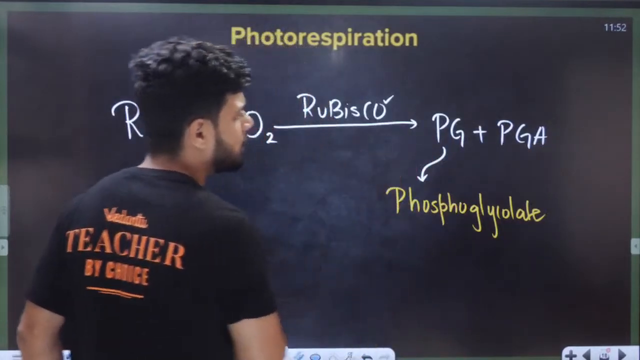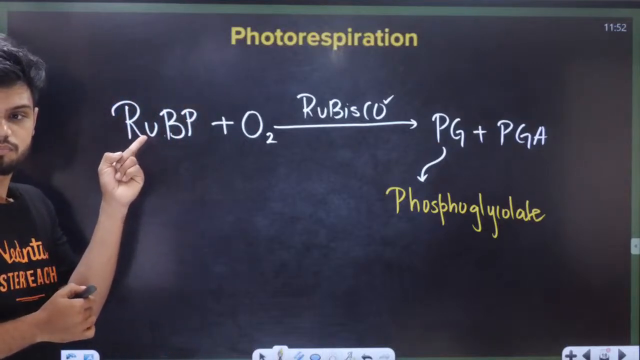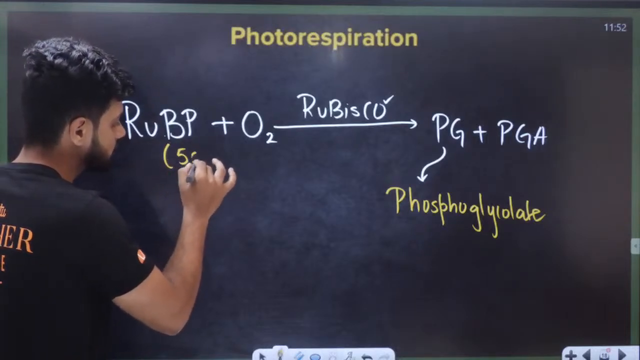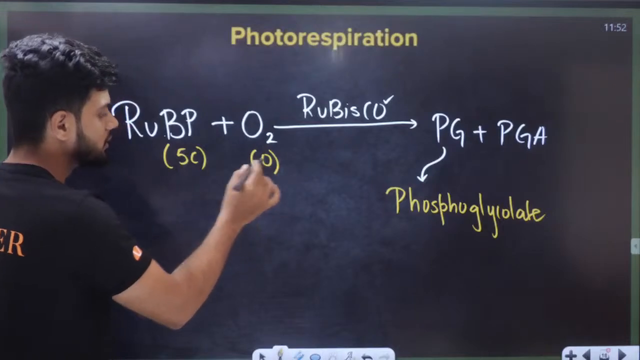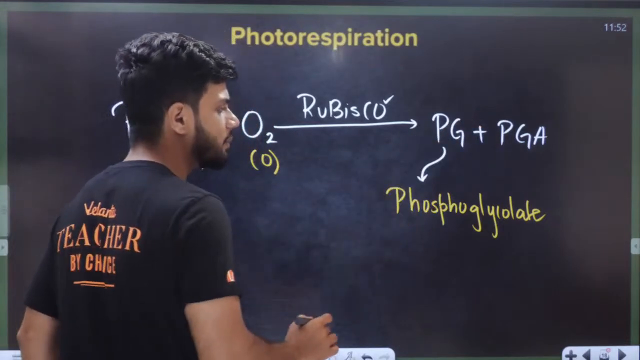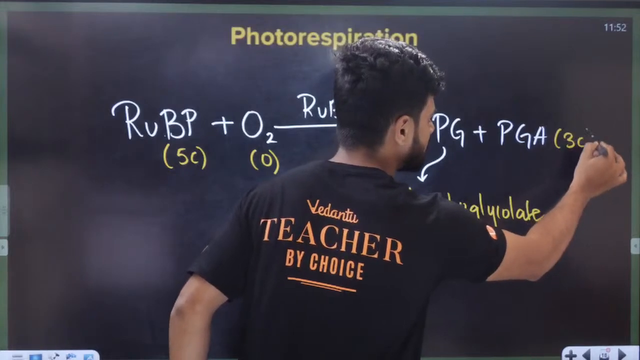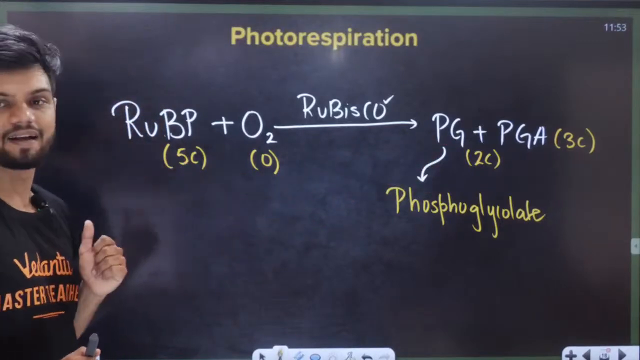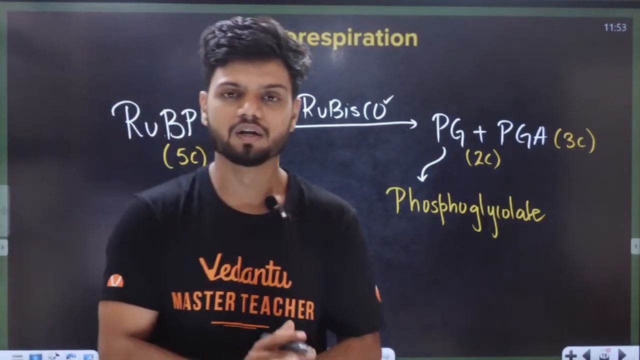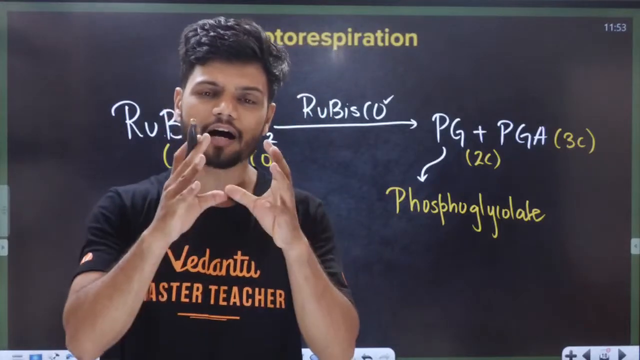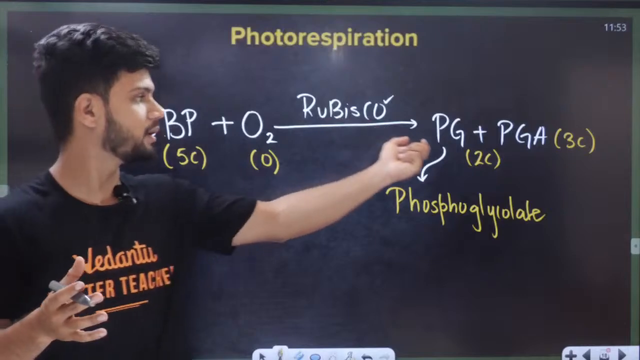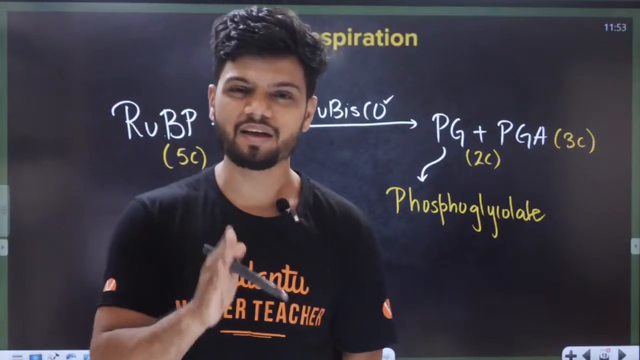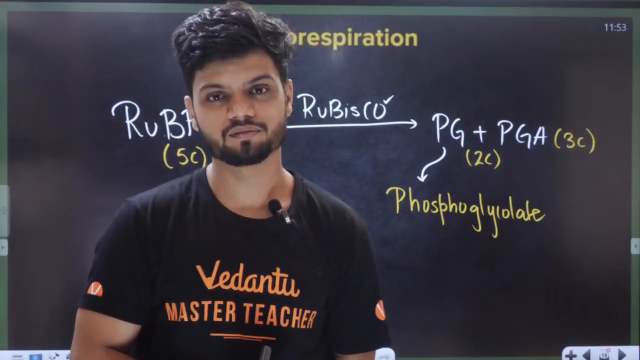PGA is normal. And tell me, students, how many carbons is RuBP? RuBP is 5 carbon. So here the PGA is 3 carbon and this is 2 carbon. So 2 plus 3 is 5. Everything is balancing out. And this is called photorespiration, where your RuBP forms a bond with oxygen to make PG and PGA. And let me tell you, students, this is a complete waste reaction for your plants.